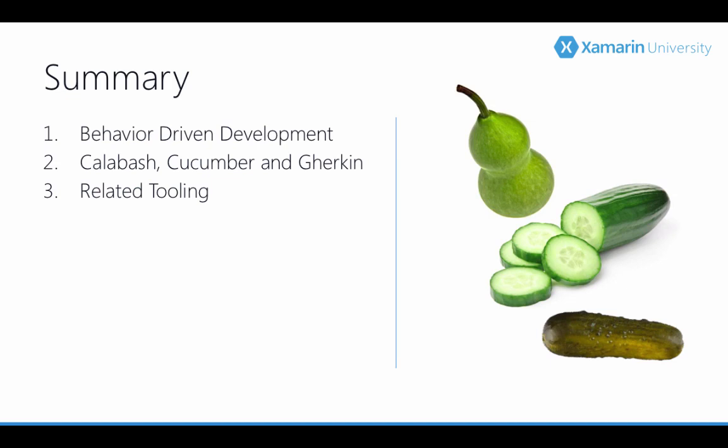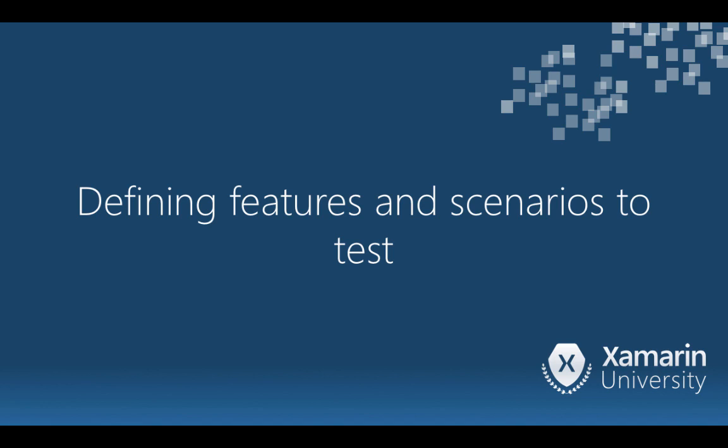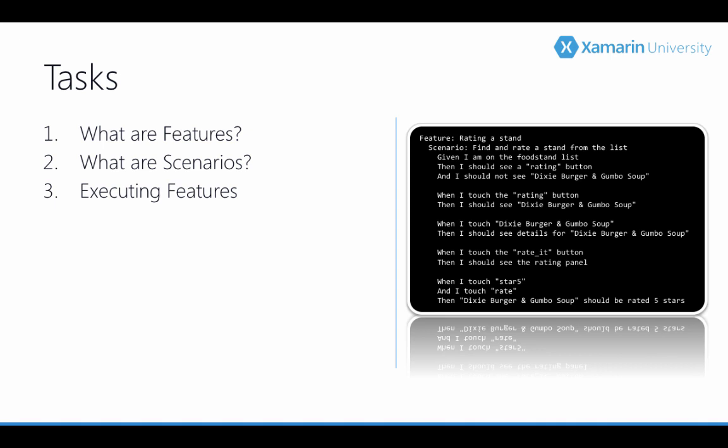We've now had our first introduction to behavior-driven development, Cucumber, Calabash, Gherkin, and all the related tooling. So we're going to be building on this knowledge for the rest of the class. And so far we've introduced you to the concepts for Calabash. Now let's take a deeper look at the features that will eventually be converted into executable tests. In this objective, we'll help define features and scenarios, how we write them, and also how we execute them.